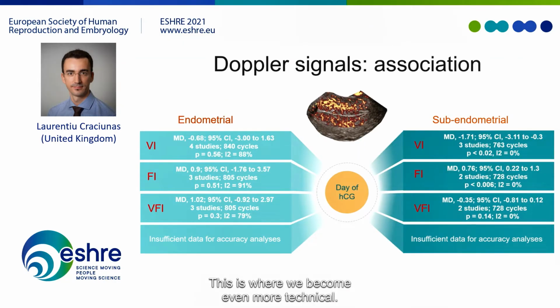This is where we become even more technical. Researchers started measuring various Doppler signals based on the assumption that the more vascularized the tissue is, the healthier it is. So in relation to endometrial receptivity, we measured Doppler signals in the uterine arteries, in the subendometrial space, and within the endometrium itself. The more advanced the scanner machine is, the more signals it allows you to measure, so you can imagine the range of data reported in the literature.